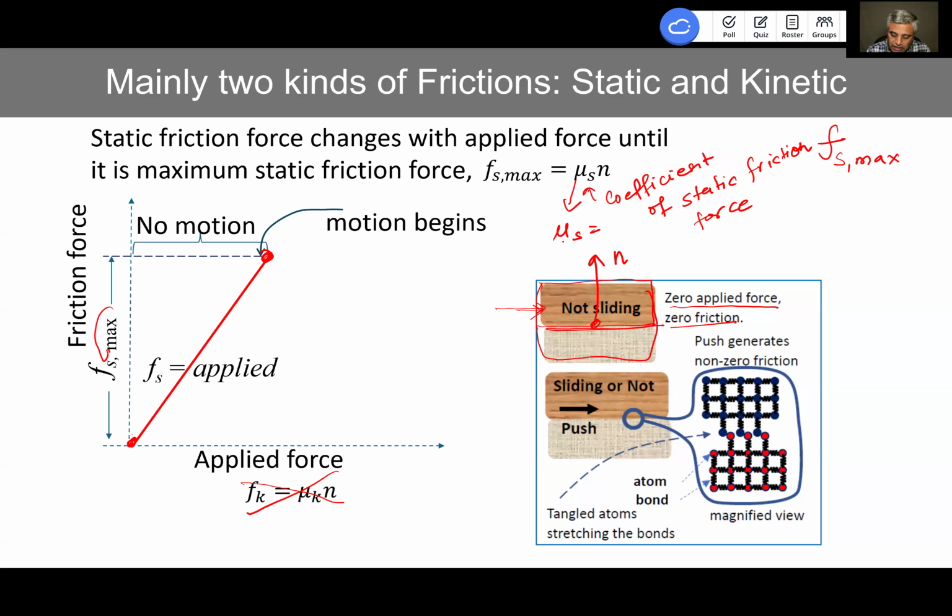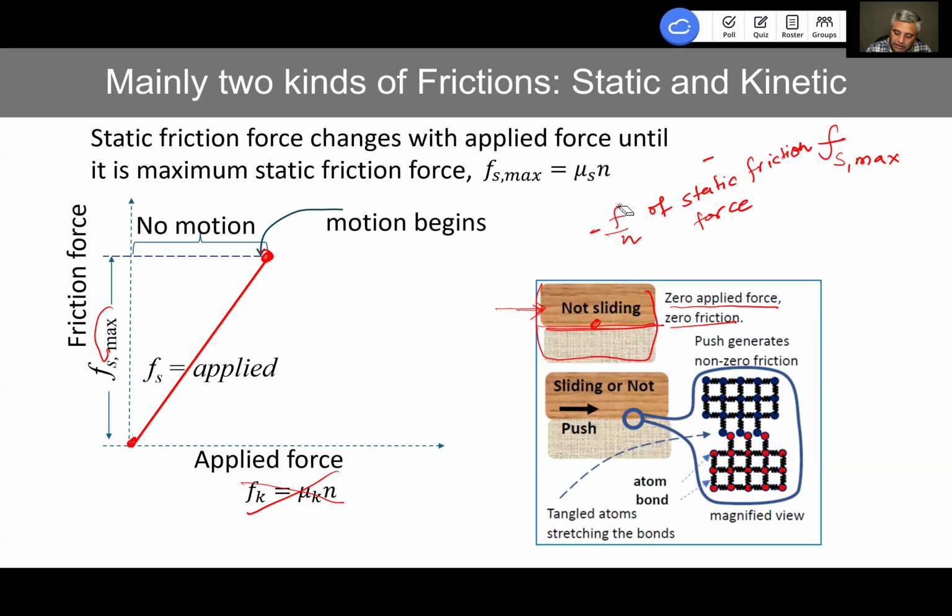This being the ratio of two forces, for example, if I were to solve this one for the static coefficient, what happens? This is a friction force and this is a normal force, so it's the ratio of two forces. Both of them have the same unit, so the units cancel. So the coefficient of static friction force doesn't have a unit. It's a unitless constant. Its value is between 0 and 1 for most surfaces.